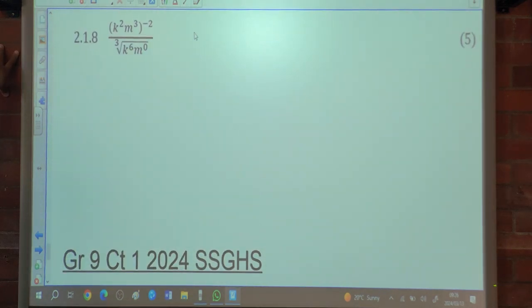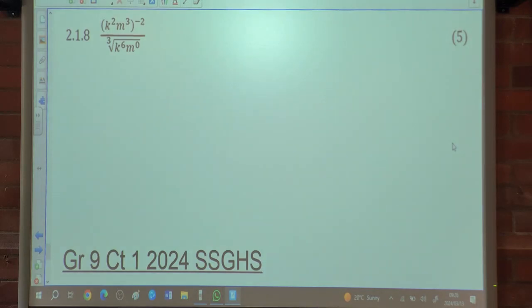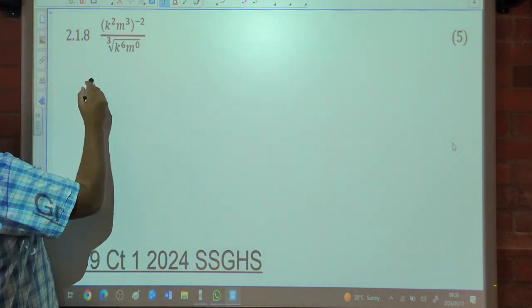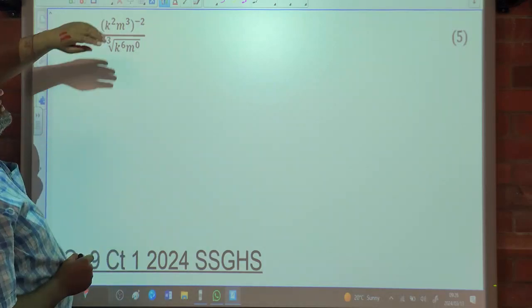Next one. This section was the poorest answered section. Exponents. So in your next exam, you're going to put exponents again until you get it right. Okay. So use this holiday to go over your exponents specifically.